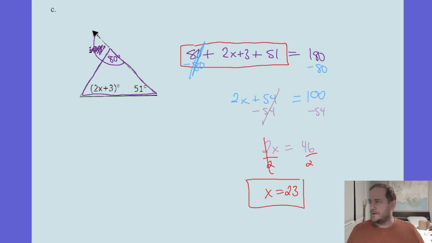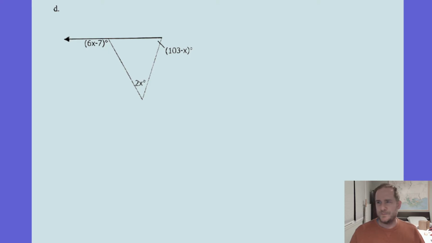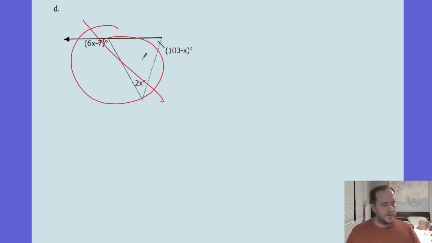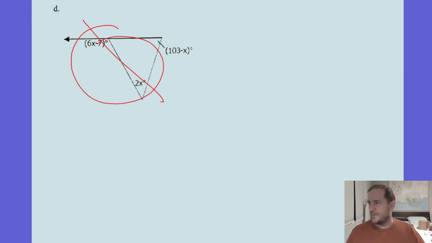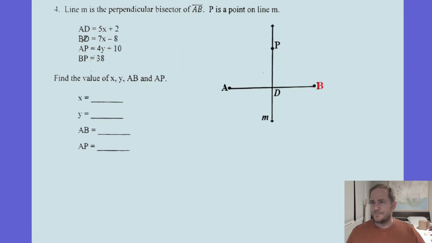On the next problem, I said don't do it. Just literally, please just ignore it. If for some reason I ever have to go back and teach this to you, I will, but I do not care about this rule. Ignore it. Moving on. So now we're on to the perpendicular bisector idea.